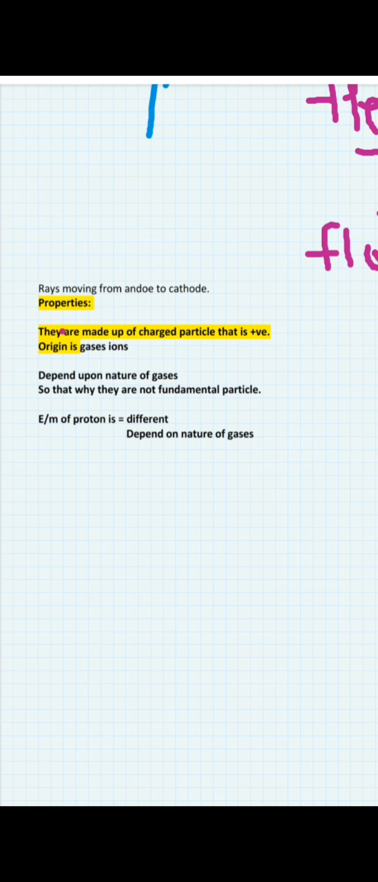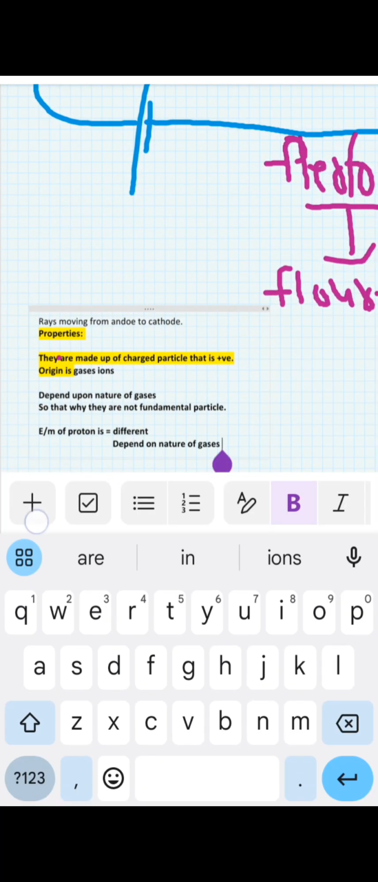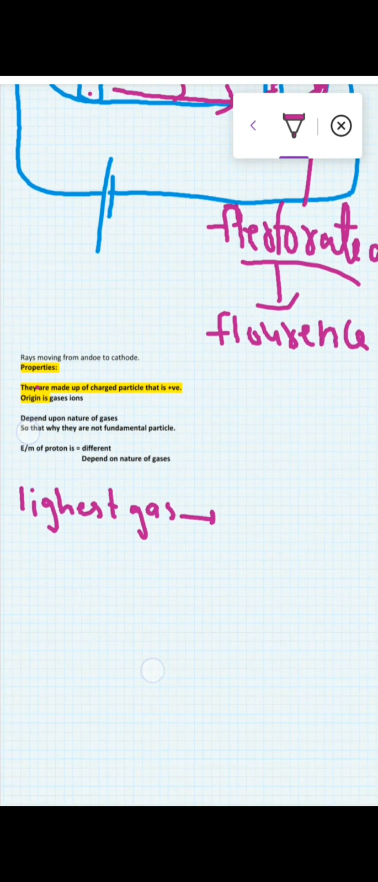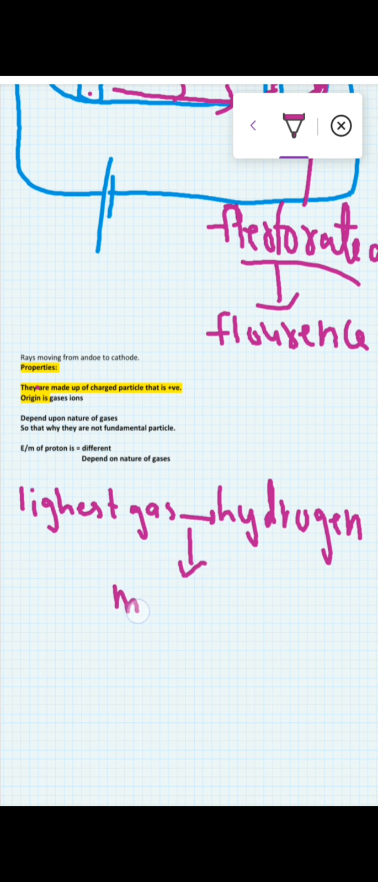For example, here we have the lightest gas, that is hydrogen. This hydrogen has basically the minimum mass. So this has a low mass to charge ratio. So the mass to charge ratio depends upon the nature of gases, which gas it is, either the highest or the least.